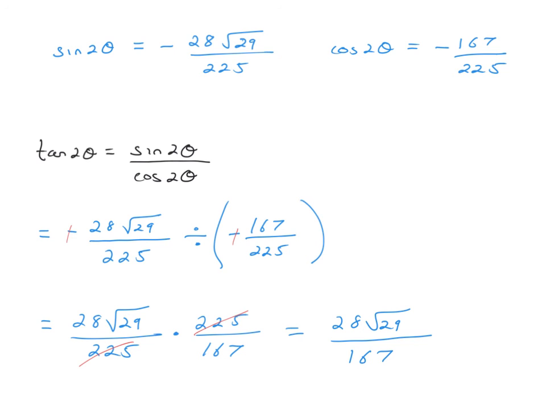Now, of course, we just want to make sure there's no common factors. Let me check that. Let's see, 28 over 167. Yep, I am seeing no common factors between them, and therefore, this is the answer for tangent of 2 theta.